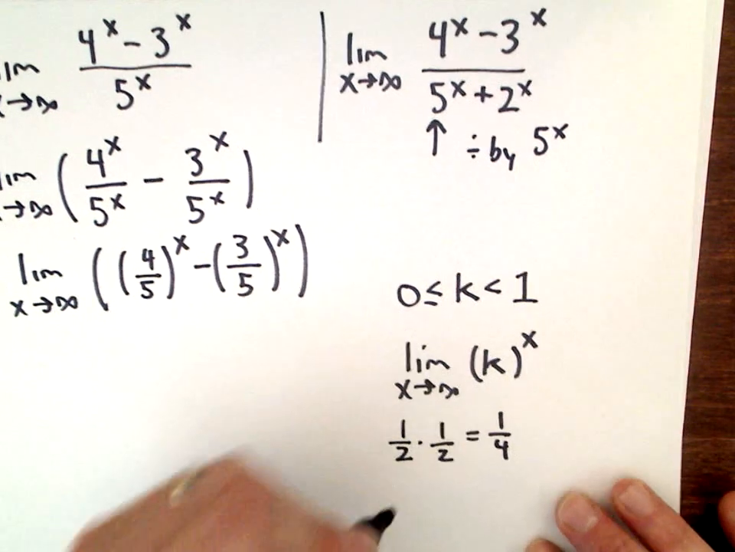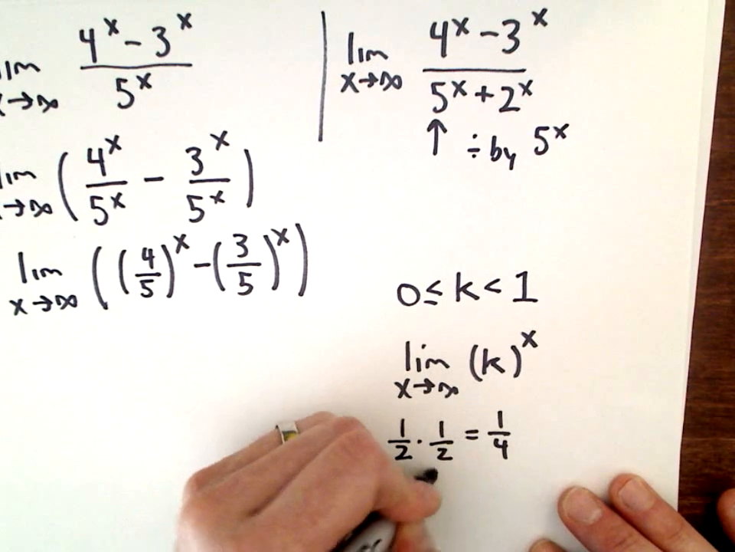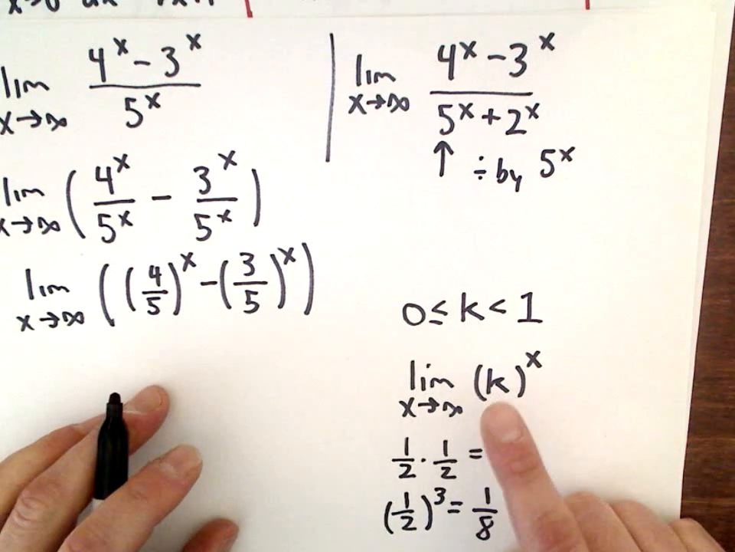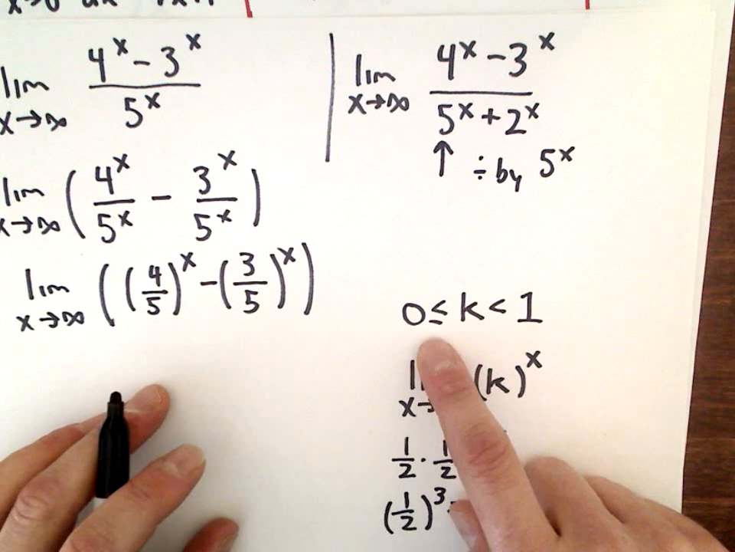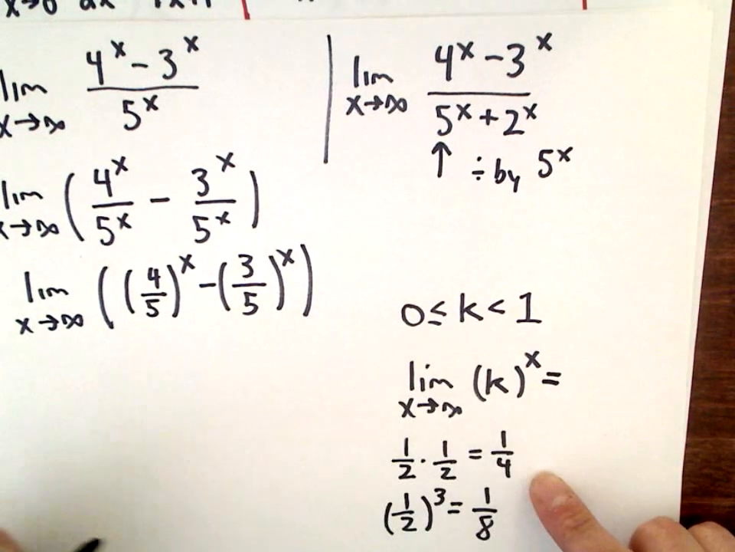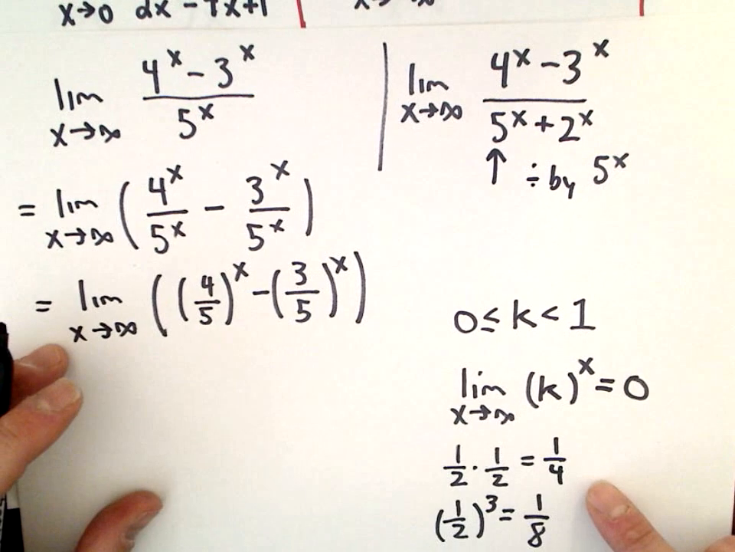So actually, it gets smaller, right? A fourth is smaller than 1/2. Suppose I have 1/2 to the 3rd power. It gets even smaller. I get 1/8. So if I take a number between 0 and 1, again, greater than or equal to 0, strictly less than 1, if I start multiplying it by itself, it's going to get smaller, smaller, smaller. This limit is going to get closer and closer to 0.